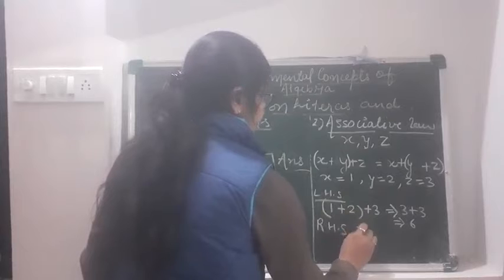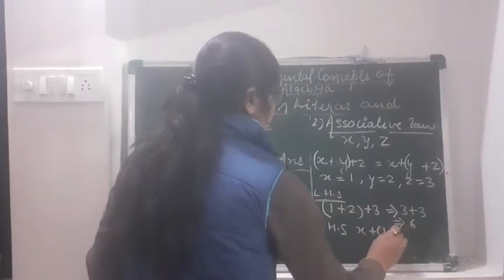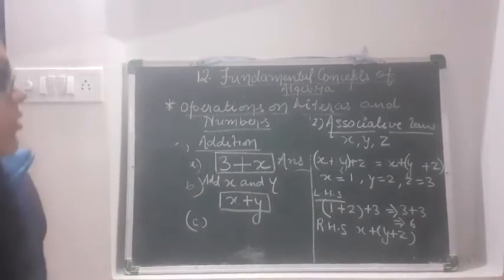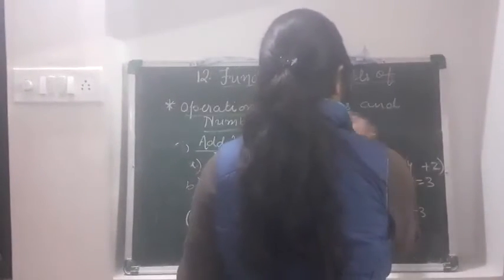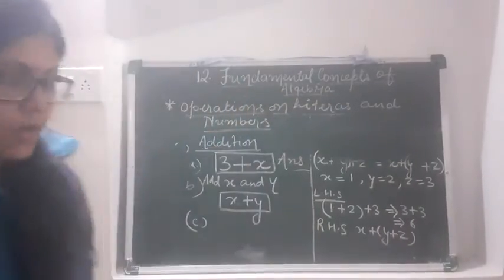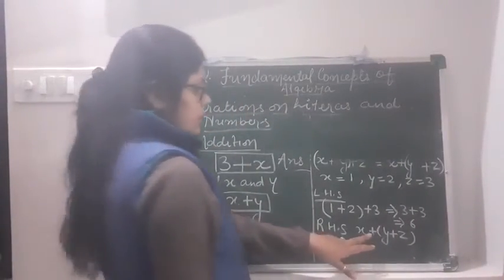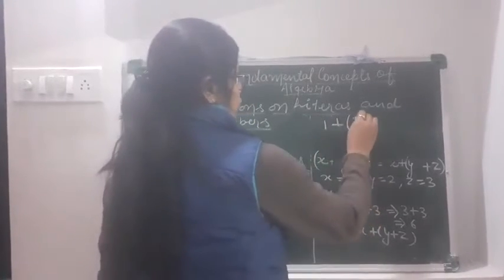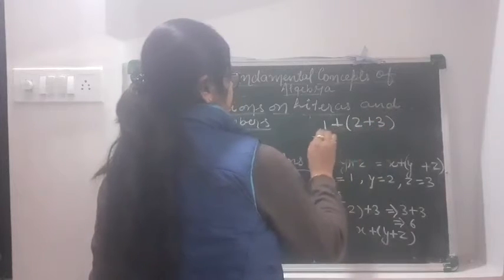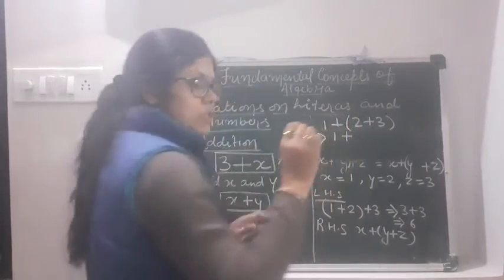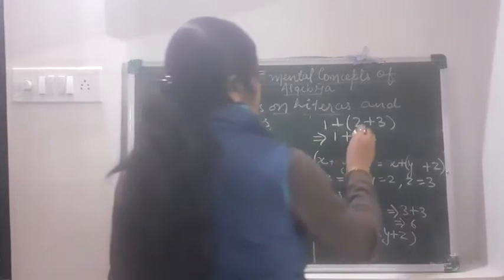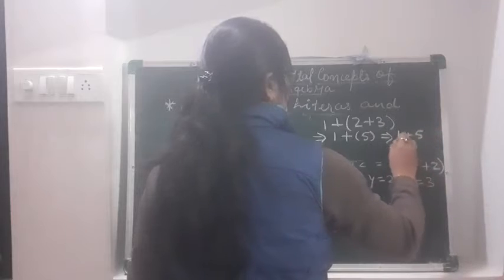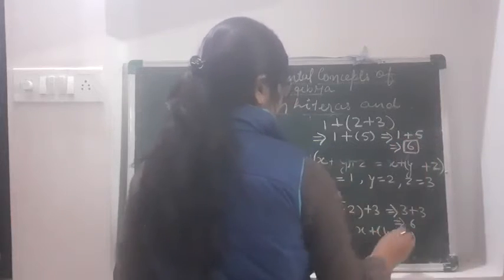Now when we solve the right hand side, what is the right hand side? x plus y plus z. If we solve this one, what is x given? 1. What is y given? 2. What is z given? 3. This implies 1 plus, as you know, we always solve the bracket first, so 3 plus 2 is 5. This implies 1 plus 5. What will come? 6.